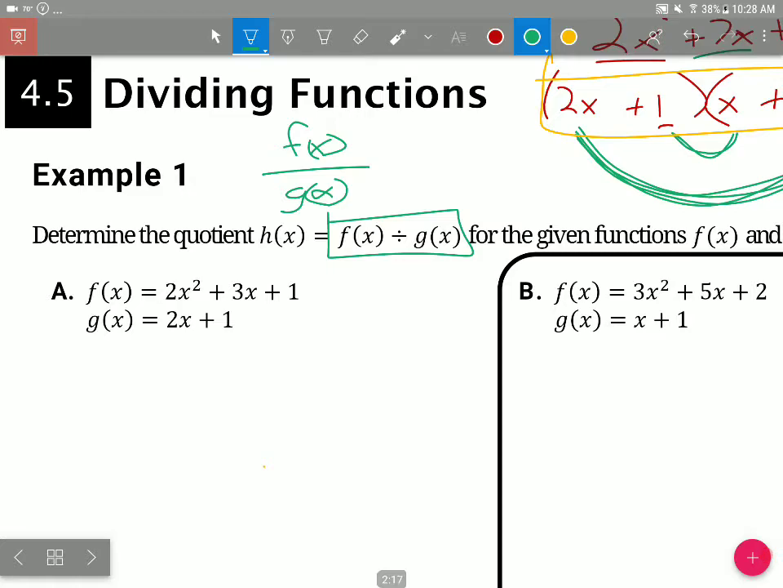So like letter A, if I were going to factor that, h of x is f over g. So h of x equals, let's do the top one. Can I divide anything out of that one up there?